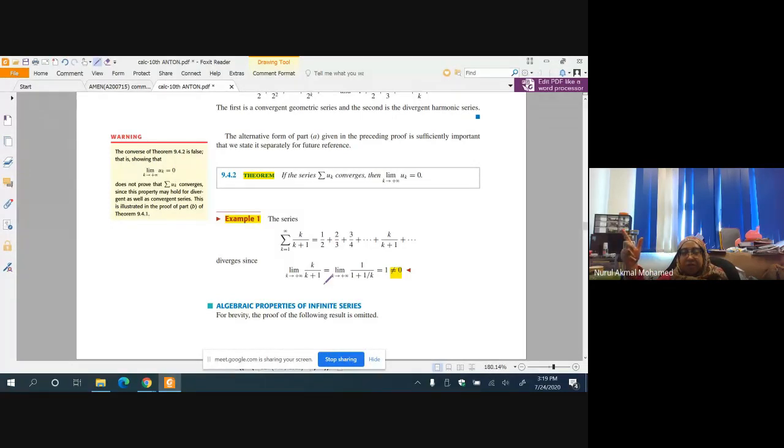If you differentiate the numerator, it will be 1. If you differentiate the denominator, it will be 1 as well. So the answer will be 1, and 1 is not equal to 0. From the theorem, if it is not equal to 0, then the series diverges. So this series diverges, since the limit of the term u_k is not equal to 0.